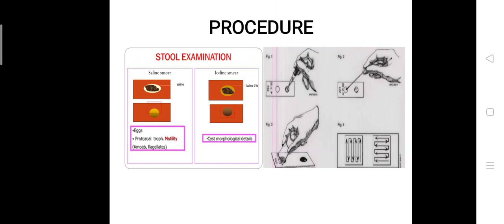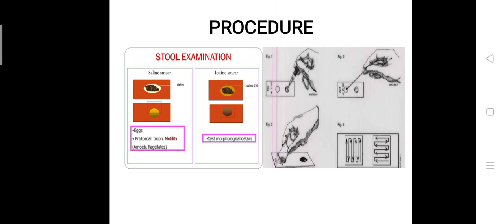The procedure for the saline and the iodine is the same. In case you have just one slide, you can divide it into two portions, where on one side you add the iodine and on the other side you add the saline, or else you can just take two slides. It depends on you. The procedure is almost the same, the only difference is that in one you add saline, in the other you add iodine. Because for the saline preparation we look for eggs, protozoa, trophozoite motility, whereas for the iodine we look for the cyst morphology in detail.